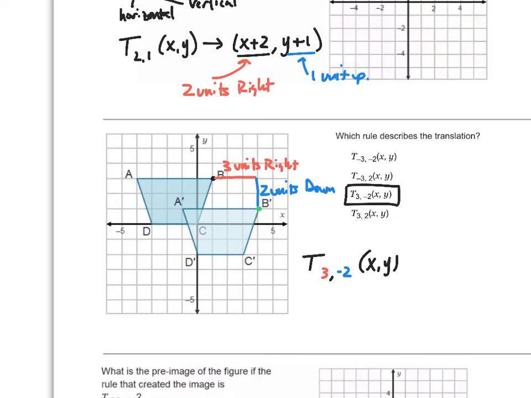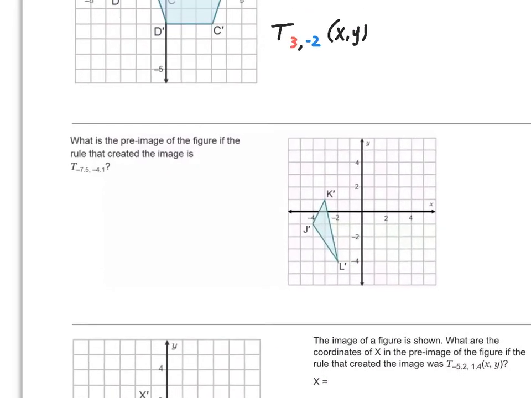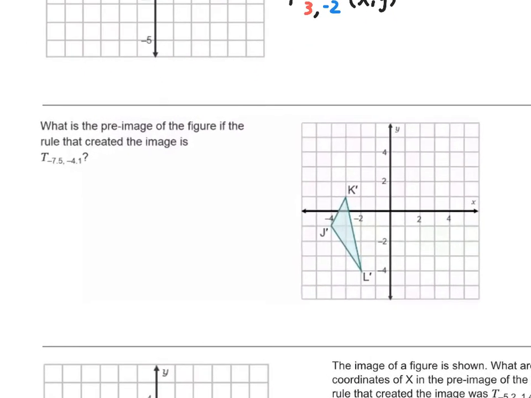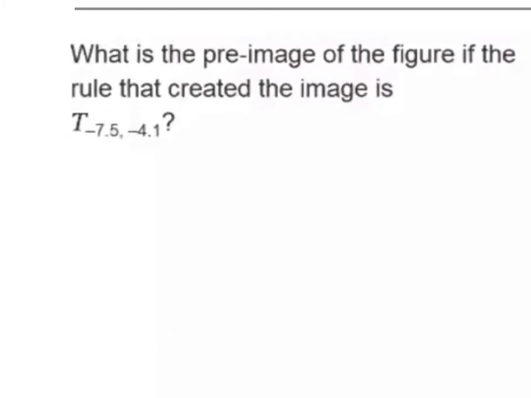On this one, it says, what is the preimage of the figure if the rule that created the image is T negative 7.5 and negative 4.1. So here's what we've got. This means that for the image, we moved negative 7.5 units left.